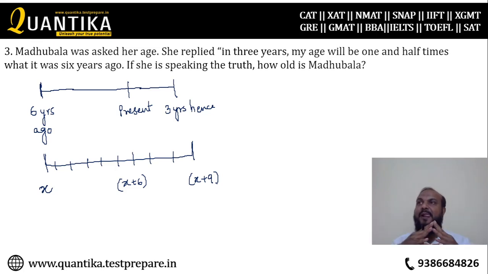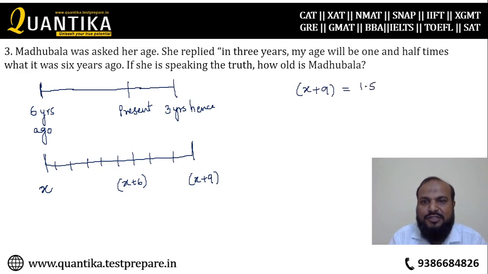For example, if your tuition timing is 4 p.m. in the afternoon and you are always late by 10 minutes, you reach the tuition center at 4:10 p.m. and someday if you are early by 5 minutes, what will happen? Your teacher will tell you that you are early by 15 minutes, right? So in this similar fashion, this x plus 9 is 1.5 times of what was the age 9 years ago.